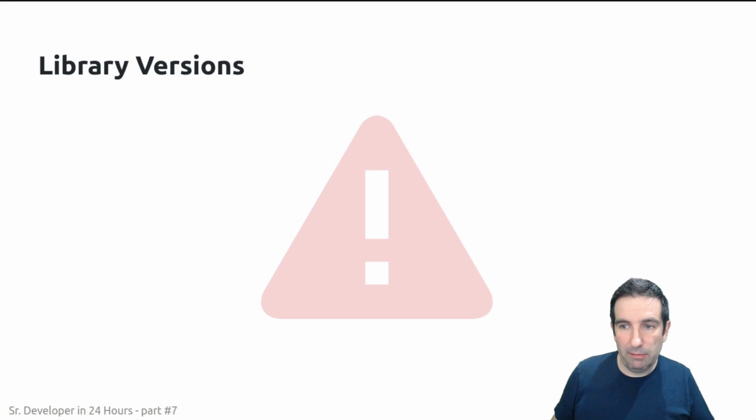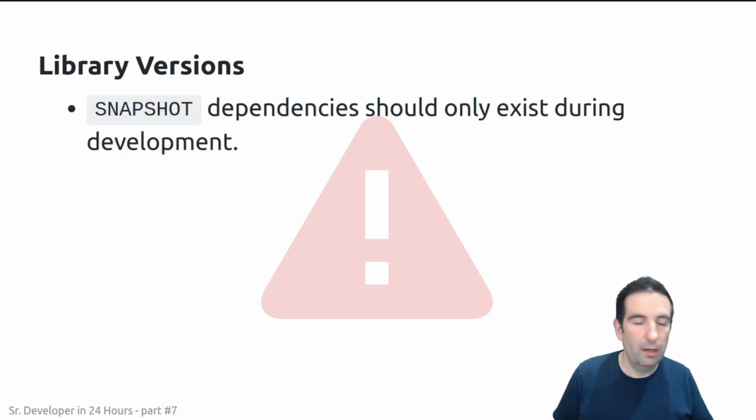Now, with that said, this is an approach that should be taken with some caution. In particular, snapshot dependencies should only exist during development. Once we're ready to go into production, once we're getting to actually release our component, we should move away from snapshot dependencies and use the real artifact that has actually been released and that is fixed for a particular version.